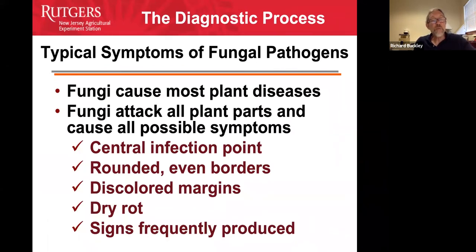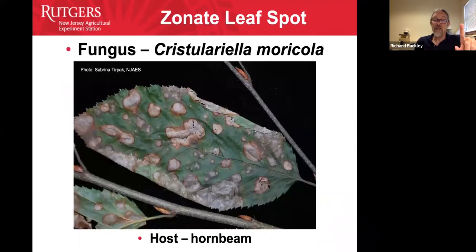So fungi cause most plant diseases. They attack all possible plant parts, and there's a central infection point that grows in concentric circles, so you get a nice round, even border. We often see discolorations because of the nature of the pathogenesis, the way the fungus is between the cells. It's a dry rot, and fungi make signs. So here's an example of a leaf spot, nice and round, papery thin and dry, with a nice discolored border to it.